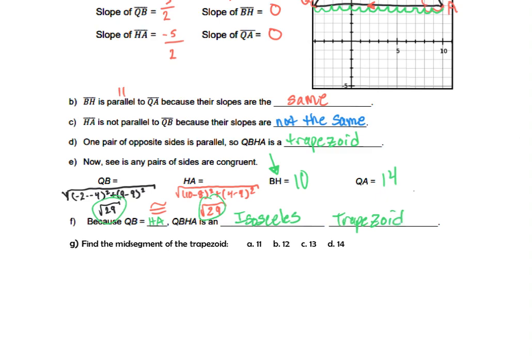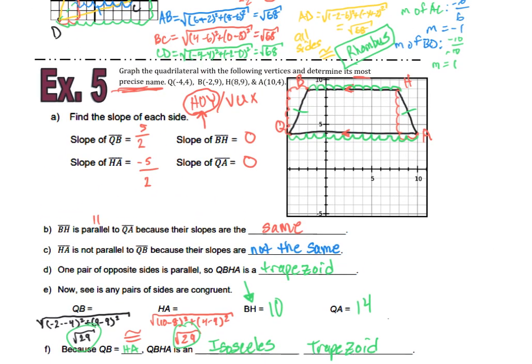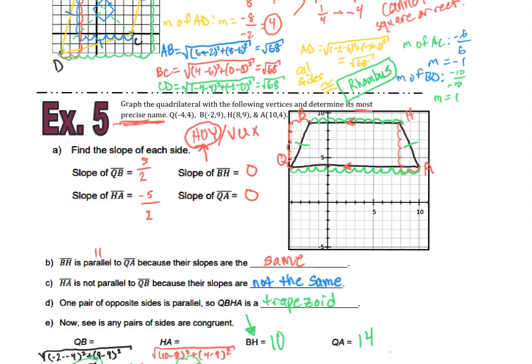Then the last question, part G, says find the mid-segment of the trapezoid, and it gives you A, B, C, or D. Well, the mid-segment of the trapezoid is the line that would go through the middle of the trapezoid. It may not be so obvious to draw it in. If I drew it in, let's use red, it would probably be somewhere around here. You can count the squares if you want and hope you get close. But there's actually a formula to this.